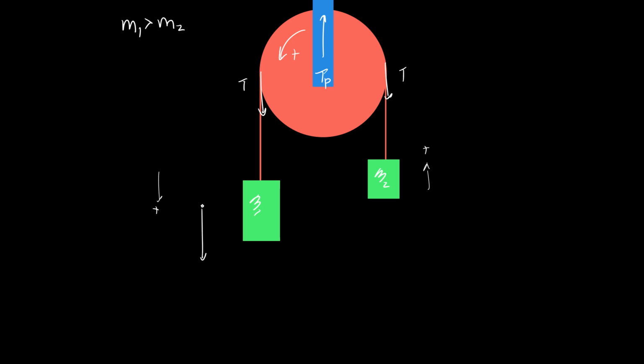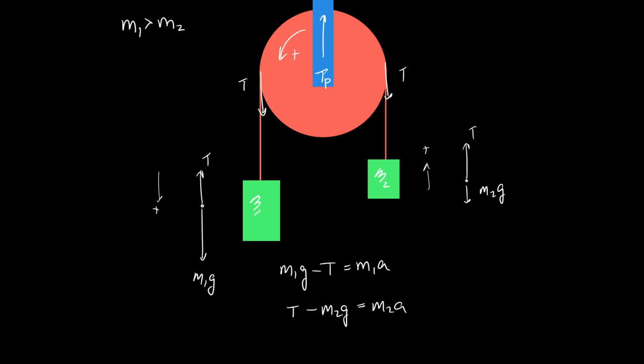I'll have a M1G downwards and a tension upwards. I will have the same size tension upwards here because the pulley is massless, and there'll be an M2G down, and I would draw it in such a way to make the net forces still work out so this thing goes in the right direction, but also the tensions are equal. So you're trying for both of those. The system accelerates, so M1G minus tension equals M1A, and tension minus M2G equals M2A.